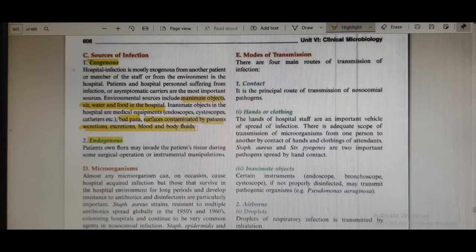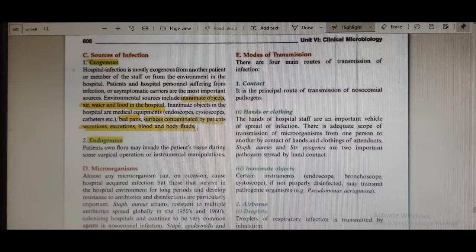So, exogenous is in the sense that from one patient or a member of the staff, the infection might be transmitted. So, that is hospital infection that is being acquired from another patient, not from the same one. It is being transmitted from someone else to the patient, or from the staff who is working with unhygienic practices might transmit another patient's infection to the patient.